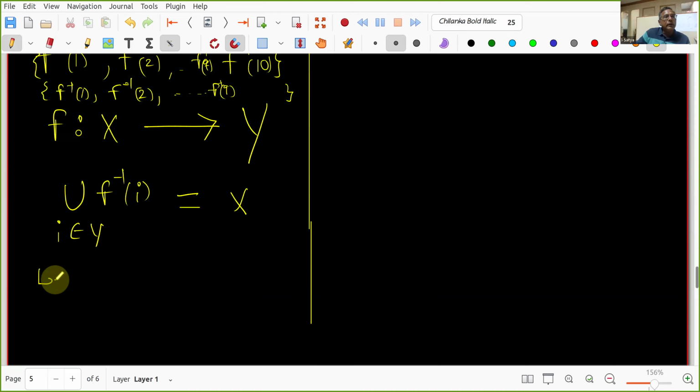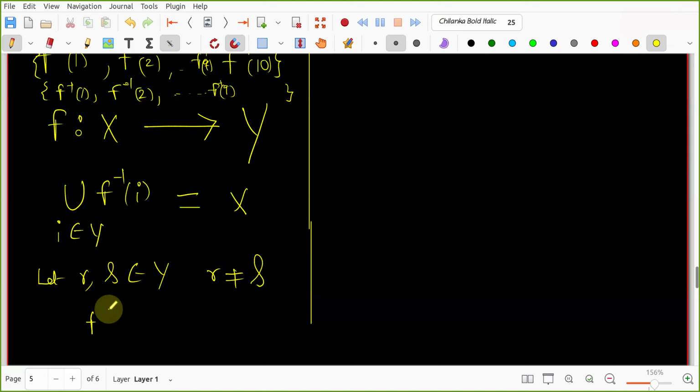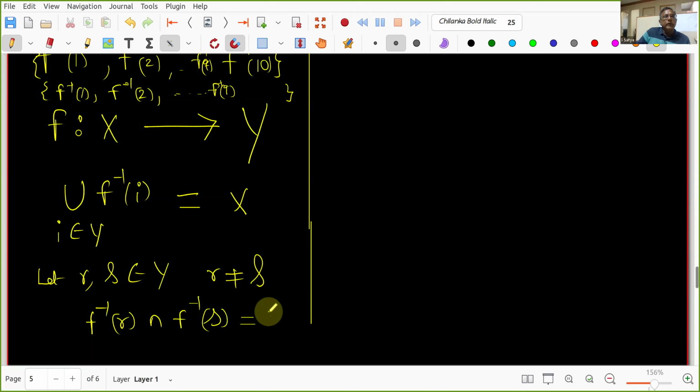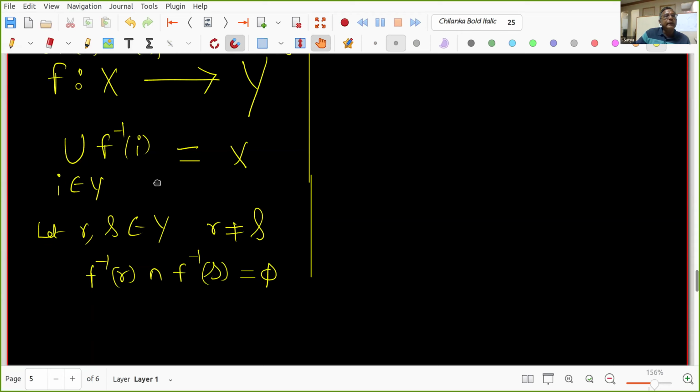Let R, S belong to Y. Can you say something now? If R is not equal to S, very good, then F inverse of R intersection F inverse of S is an empty set. Good. See, all of you are clear on what he said. He told 2 points, right?